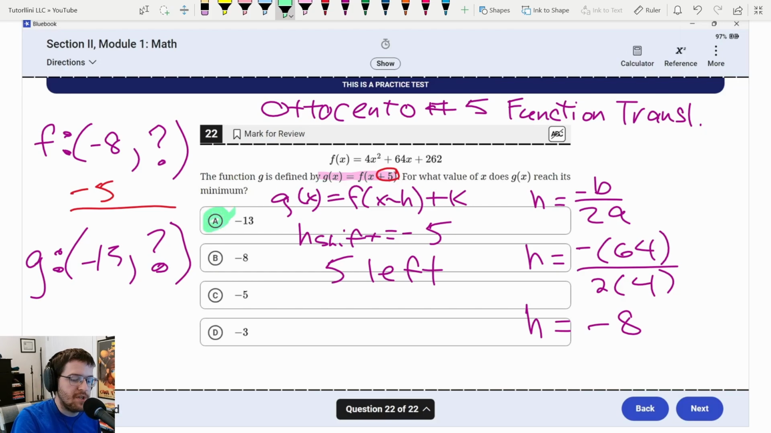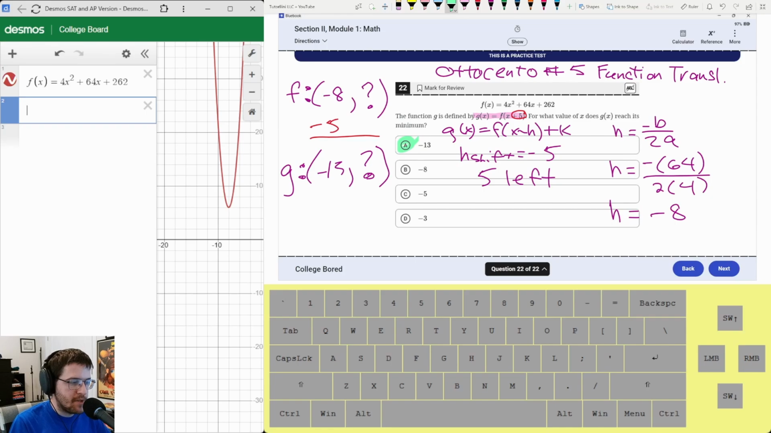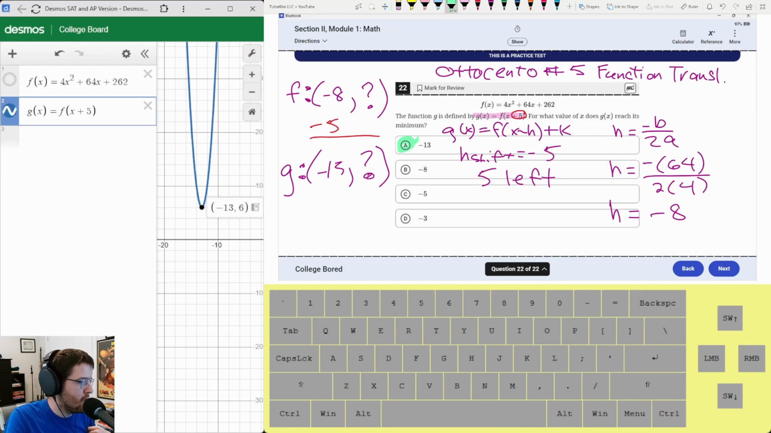We can do this far more easily on Desmos. Let's go do that. Okay, so I typed in the original function. Now I'm going to type in g of x equals f of x plus 5. And you'll notice it went 5 left, so we were right about that. I'll hide the red function, we don't care about that anymore. And we see the vertex is -13, comma 6. So the x value where it reaches its minimum would be -13, and the minimum value of g of x would be 6.